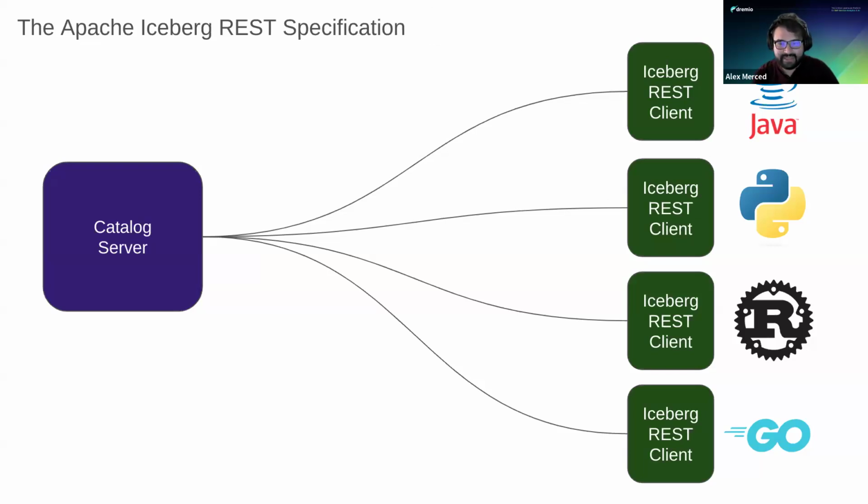So by creating a standard interface for talking to the catalog, you got rid of a lot of these issues. You don't have to worry about, hey, is a client up to date?